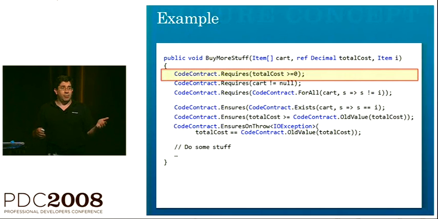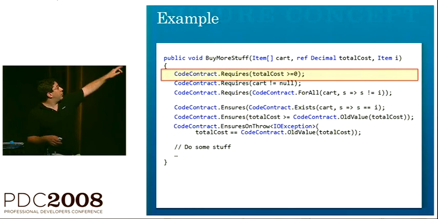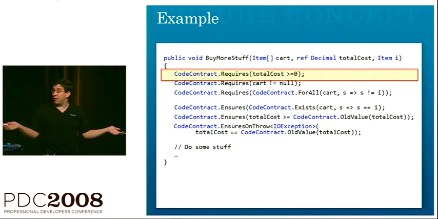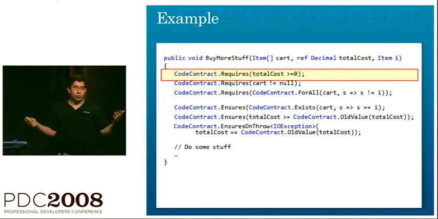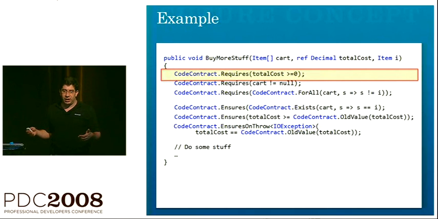So if it saw that there was some code path that sent a negative number to this example function, it would be able to flag that without you even running the code. So let me just walk through this example. Imagine you have a shopping cart for some sort of retail store application.